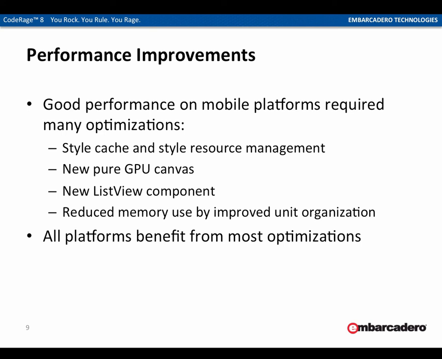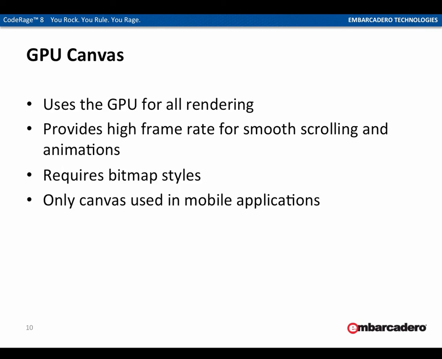We also created an all-new canvas that makes even more use of the GPU, and we've created a new list component that's optimized for speed, and we've also moved some types around within the framework to reduce the memory use and allow for better smart linking. Let's go into a little more depth on some of these. First, the GPU canvas.